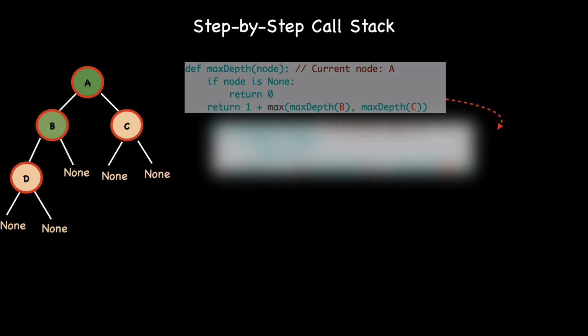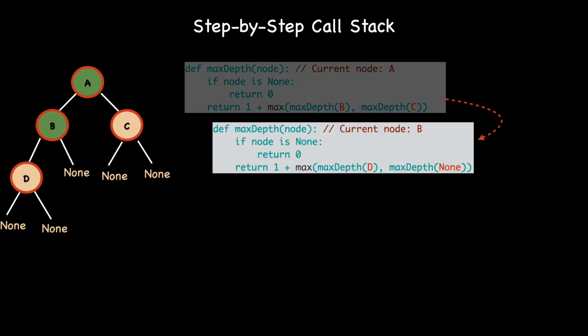Now, a new instance of the maxDepth function is created in memory, but this time with node B as the parameter. The function call for node A stays in memory until the call for node B returns its result. Each recursive call has its own space in memory, so this instance runs independently to calculate the depth starting from node B. So that's how the recursion call stack is formed.